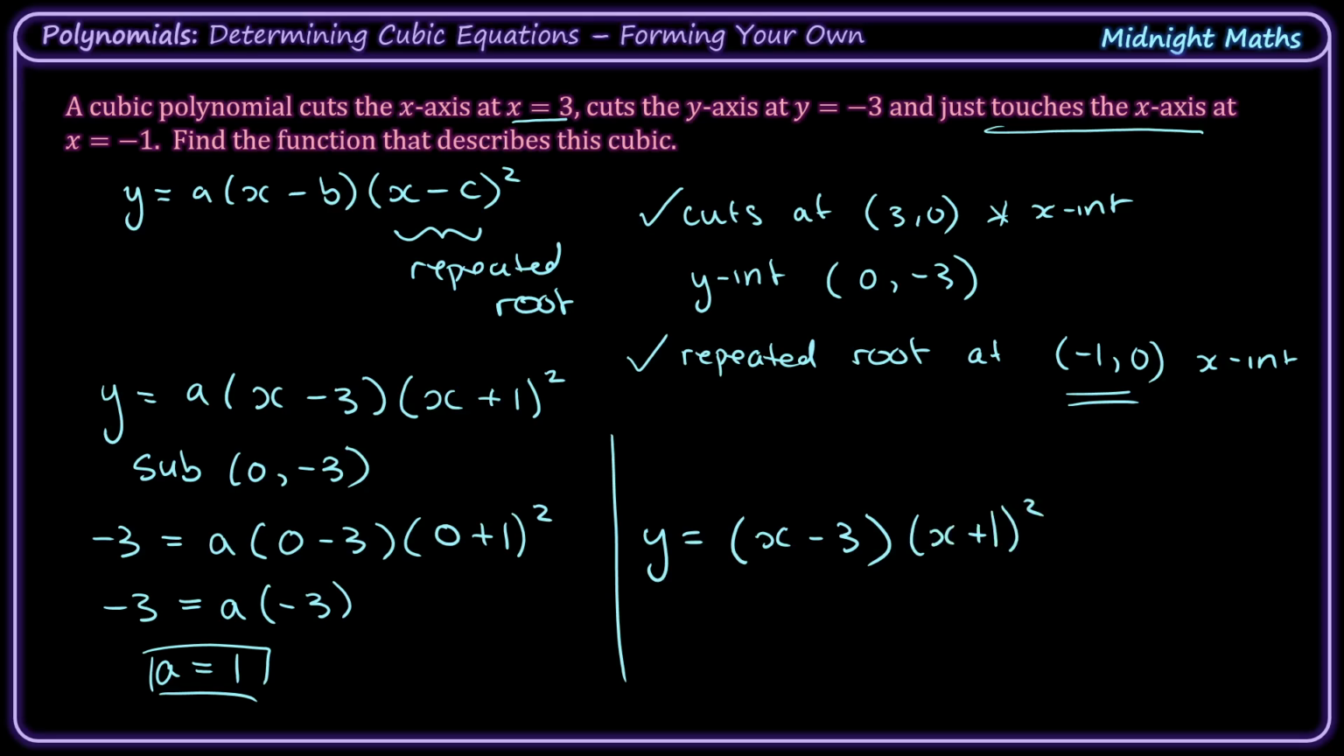And a good way to check, if you have time, is to go through each of the pieces of information that we've been given and check that we do go through those coordinates, and even better, check that those are the behaviors that we expect. So we expect there to be a repeated root at x equals minus 1, and for it to cut the x-axis at x equals 3, and we also expect it to have a y-intercept of minus 3. So that's a good thing to check on a test if you have enough time.